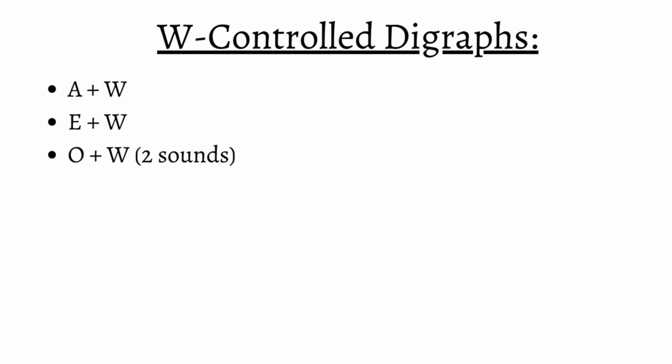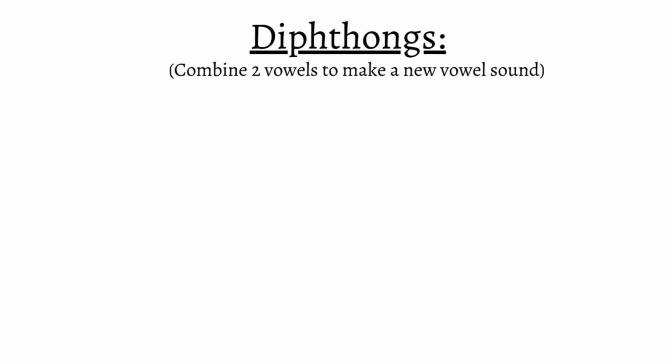Likewise, there are W-controlled digraphs like A and W, E and W, and O and W, which have two sounds depending on the consonants. Saw has an A-controlled W, new has an E-controlled W, and the words now and snow have two different sounds because of the additional consonants. Unlike digraphs, diphthongs combine two vowels to make a new vowel sound. Just like the previous words, these can also have different sounds, depending on additional consonants.